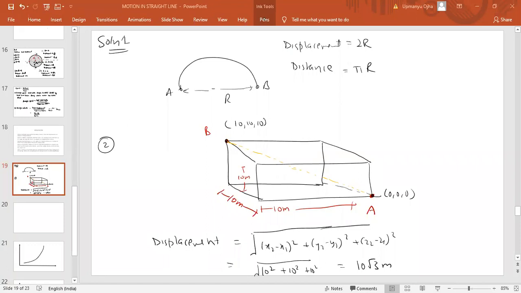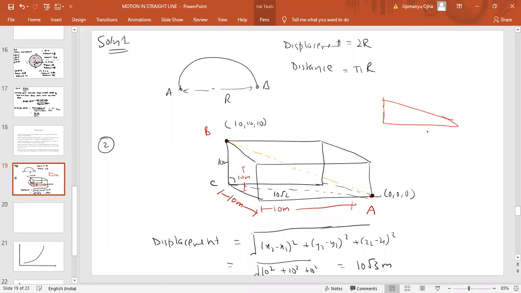You can solve like this also. You can assume this diagonal as a triangle. This is a right angle. This would be 10 root 3, 10 root 2, and this would be 10. If you join A and C point, this length would be 10 root 2. This is 10 meter. So it would again come as 10 root 3 only. Another way is that you draw the diagonal here, A to C diagonal, then B to C. So it becomes a triangle like this.